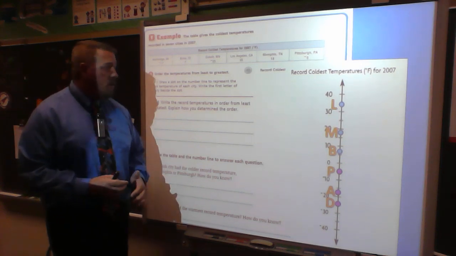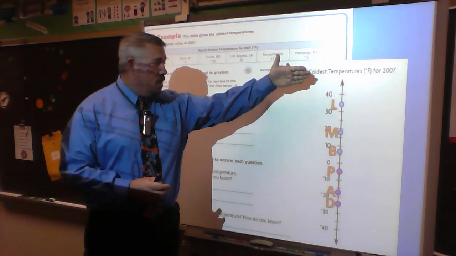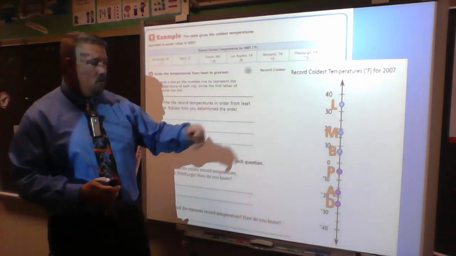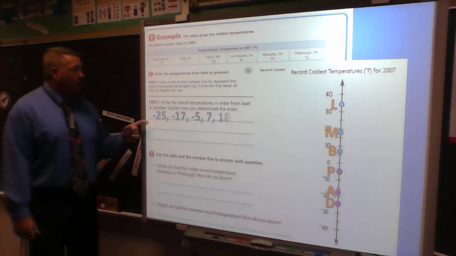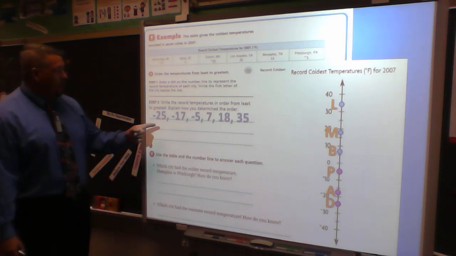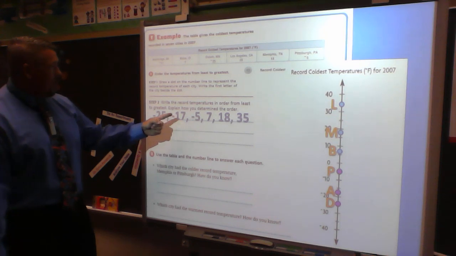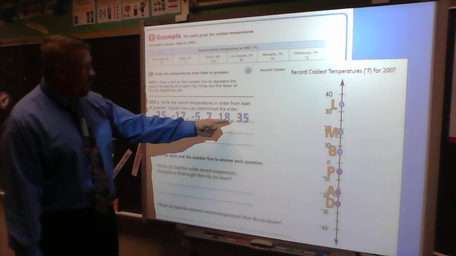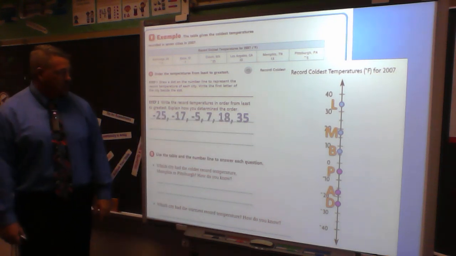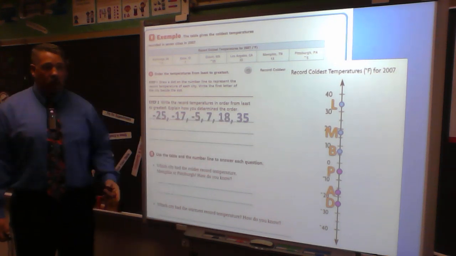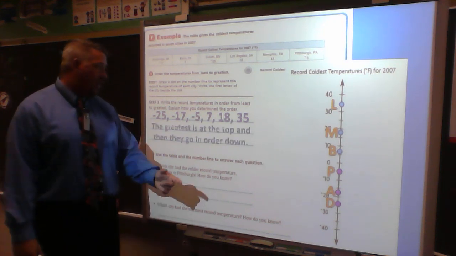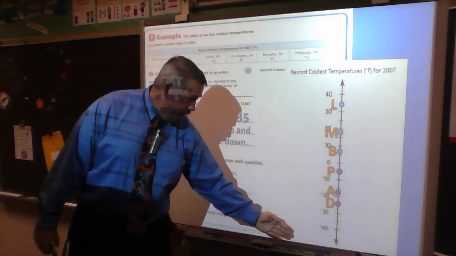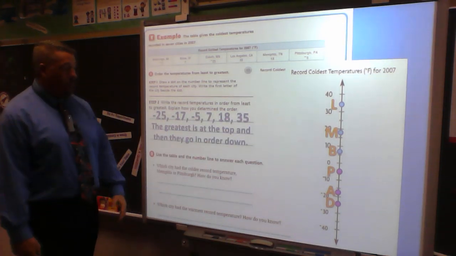So I can look at it and say, well, I know that the L is at the top for Los Angeles, so that has to be the greatest. So I'm going to come down below and go straight up. I'm going to put them in my order. I have -25 for Duluth, -17 for Anchorage, -5 for Pittsburgh, 7 for Boise, 18 for Memphis, and 35 for Los Angeles. Well, how do I know that? When I first looked at it, I knew that Los Angeles is at the top, so that has to be my greatest. So when I put them in order, I just put them in that reverse order. I started at the bottom and I moved up.